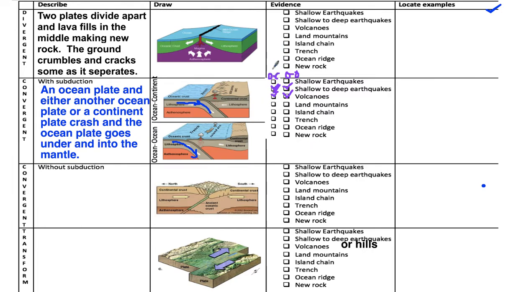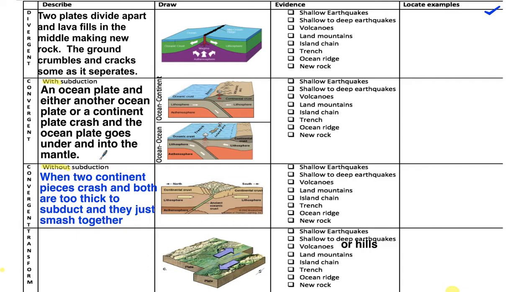If it's ocean continent, there's land mountains. If it's ocean, there's an island chain instead. Both of them are going to end up with a trench. Ocean ridge is not present there. Ocean ridge is only for divergent. And new rock also only for divergent. So those are the only features we're going to find. But if you find all of those features at any place on your map, that is for sure a place that is convergent with subduction.